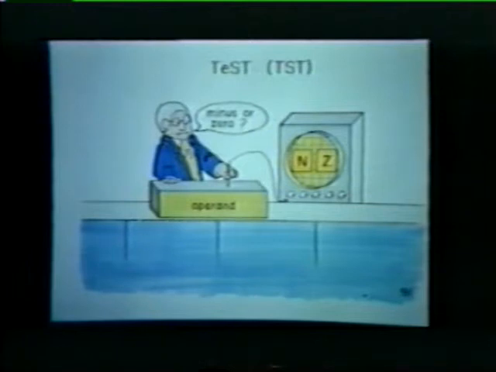Test is the last single operand instruction we're going to discuss. This instruction simply tests the operand to determine if it is either a minus or a 0. The opcode for this test instruction is TST. Hence, TST tests the operand and, depending on the operand's value, either sets the N bit or the Z bit.